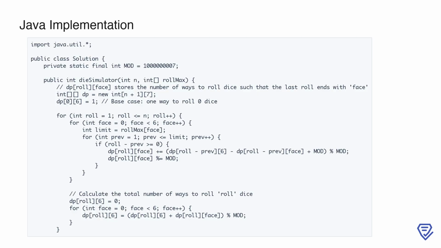Next, we define the method diceSimulator, which takes two inputs: n, the number of dice rolls, and rollMax, an array specifying the maximum consecutive rolls allowed for each face of the die. Within this method, we initialize a 2D array dp, where dp[roll][face] stores the number of valid ways to roll the dice such that the last roll ends with the given face. Additionally, dp[roll][6] will be used to store the total number of ways to roll dice.